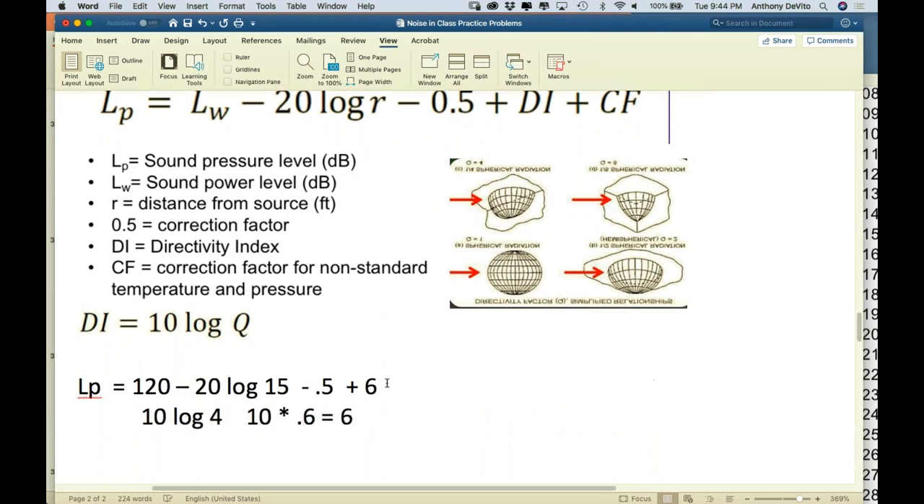So what is that? Let's see. Okay, so LP is equal to 120 minus 20 times the logarithm of 15. What's the logarithm of 15? Well, it's the logarithm of 1.5 plus a 1 in front of it, right? Because it's 1.5 times 10 to the plus 1. So what's the logarithm of 1.5? 0.17, so it's 1.17, okay, minus 0.5 plus 6.